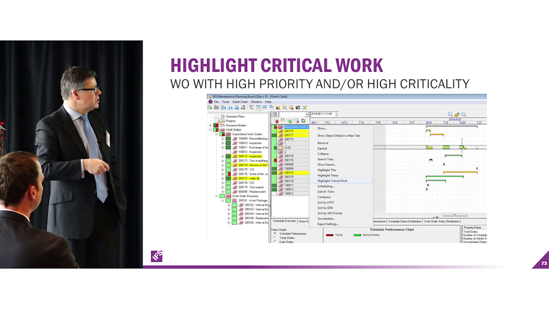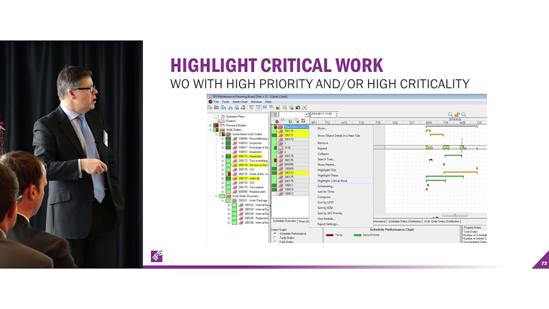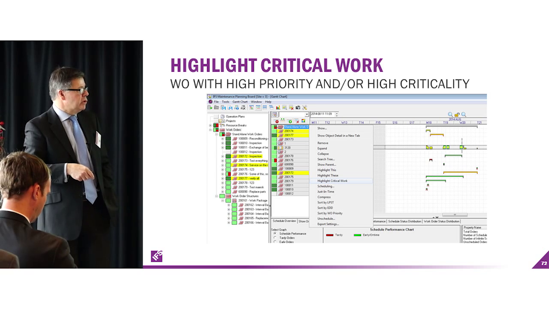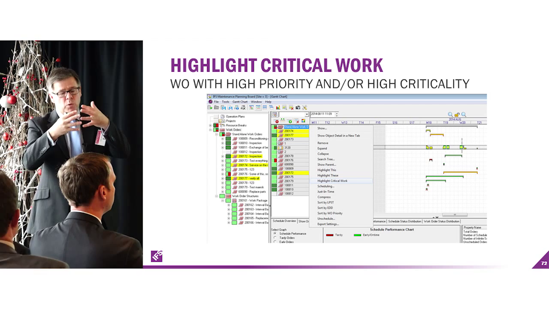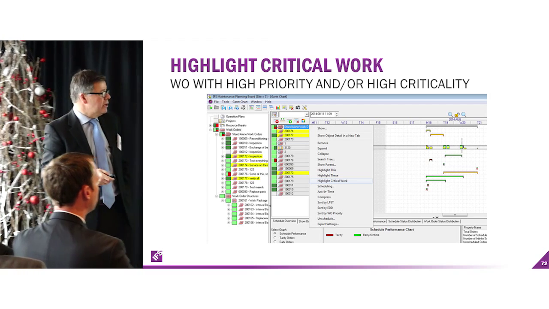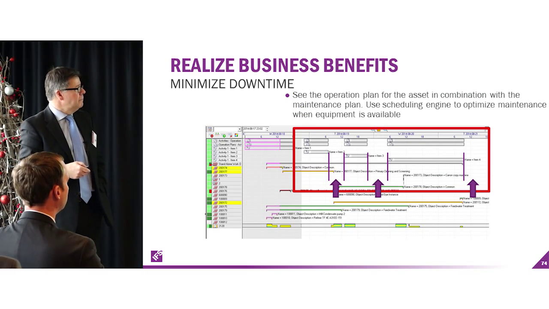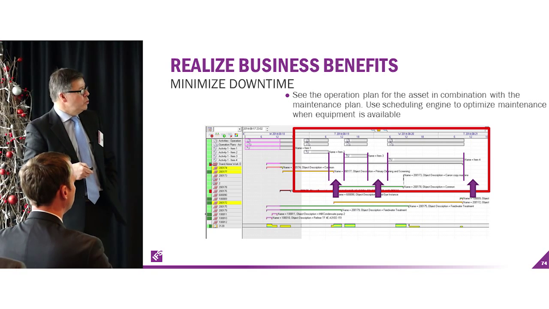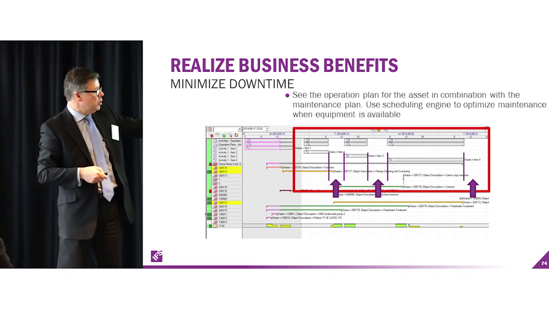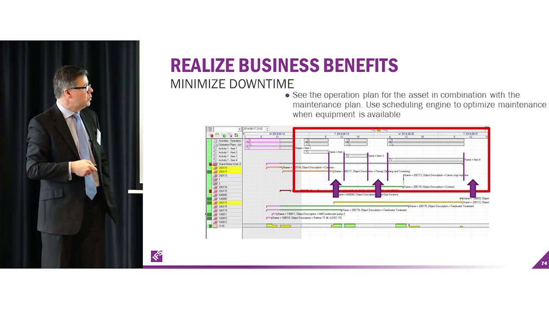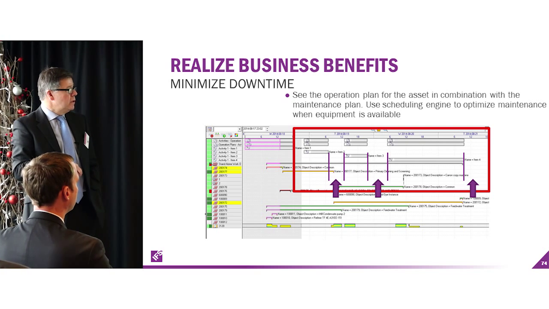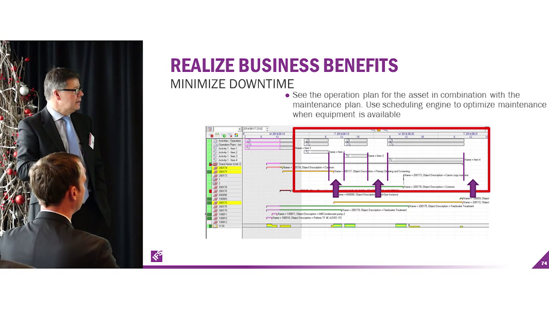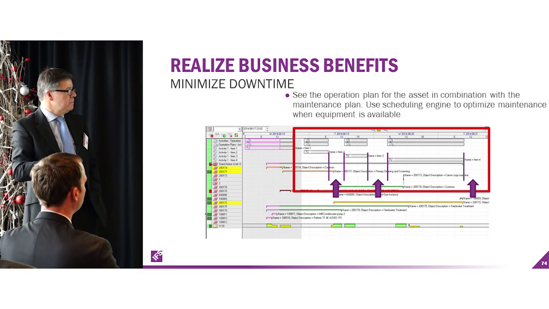So here we have all of the tasks, the work orders. We have work order structures. You can highlight critical work. You can highlight dependencies. You can have work orders in a tree. You can build the relationships between all of those work orders. And more importantly, you can schedule the work. This is the work here, and these are the operational activities.